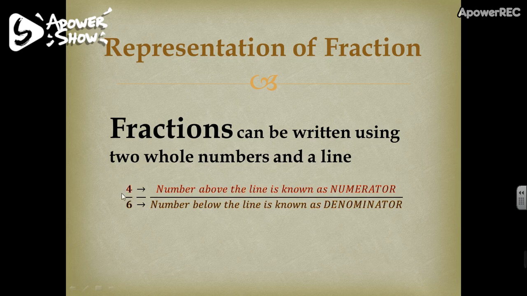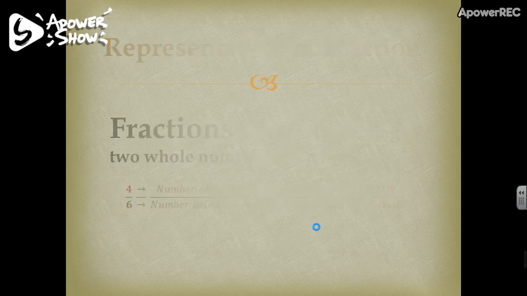What are those whole numbers? The first one is 4, which is written above this line, and the second one is this whole number 6. The number which is written above this line is known as the numerator, and the number which is written below this line is known as the denominator. So a fraction can be written using two whole numbers and a line.